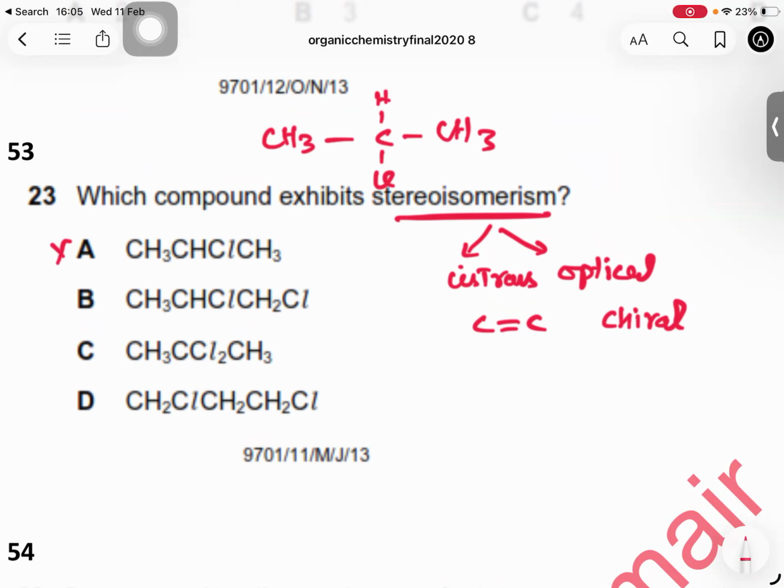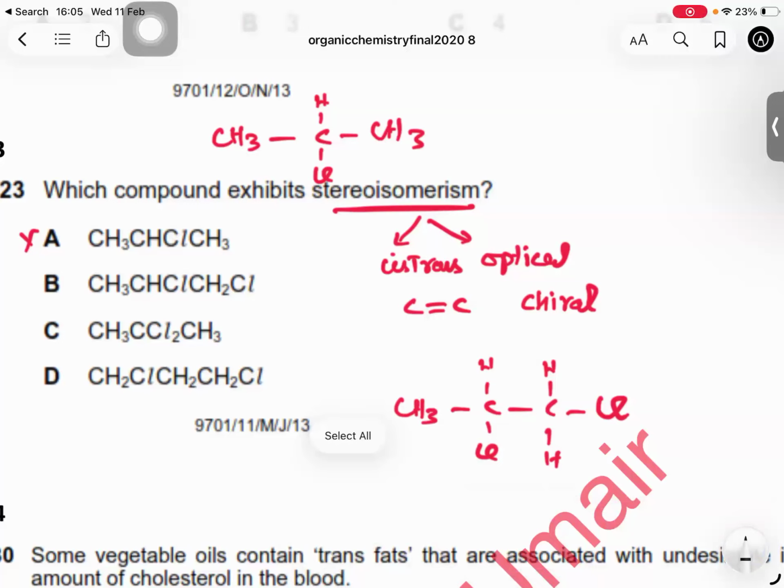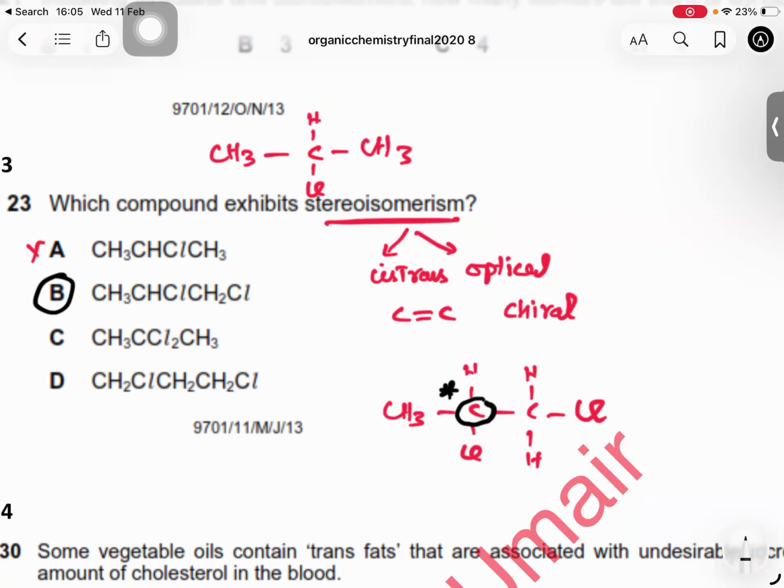The second one, CH3, CHCl, CH2, and then Cl. Is there any double bond? No. There is no double bond. Is there any chiral carbon? Is this carbon chiral? Yes. 1 CH3, 1 H, 1 Cl, and 1 CH2Cl. Yes, it is a chiral carbon. So it will have the phenomenon of optical isomerism. And optical isomerism is one kind of stereoisomerism. The other one is not, because 2 hydrogens हैं उसके ऊपर और नीचे.